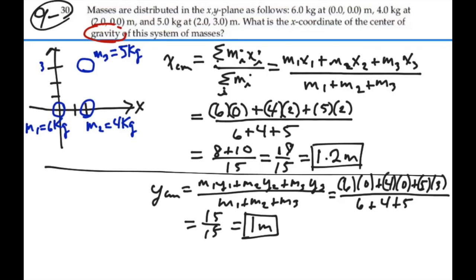Kind of makes sense because I've got 5 kilograms up at y equals 3, and I've got 10 kilograms at y equals 0. So our y center of mass is closer to the 10, twice as far away from the 5 as it is close to the 10. Our x center of mass is located at 1.2. So where these two lines intersect is indeed our center of mass for this system, located right there. So x equal to 1.2 meters is the x location of the center of mass.